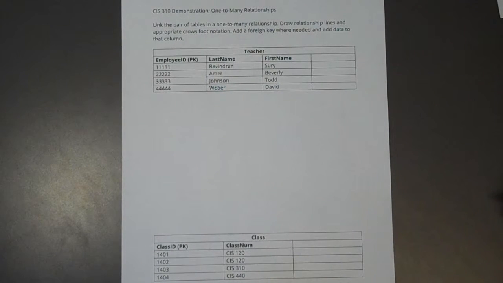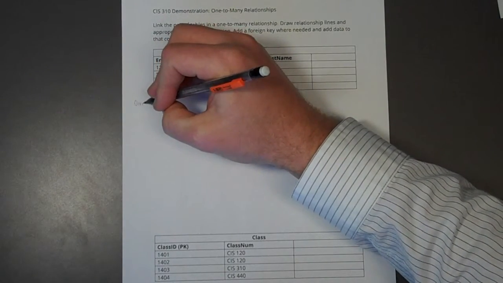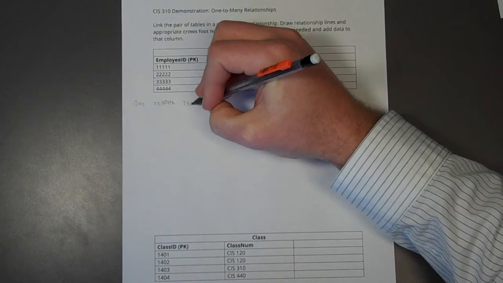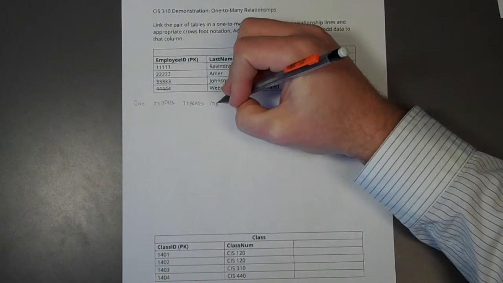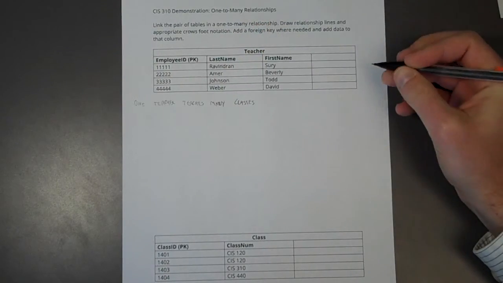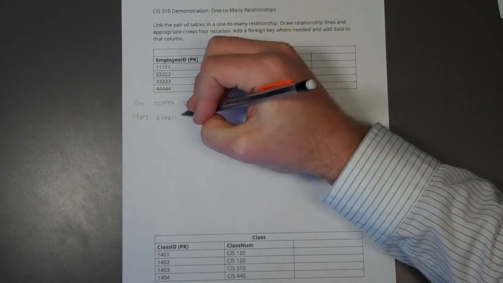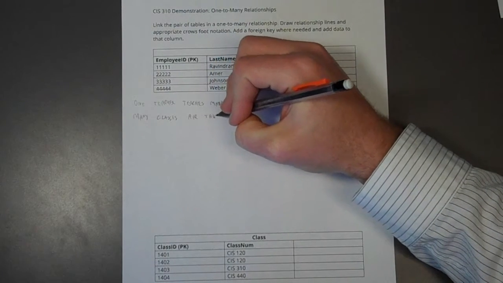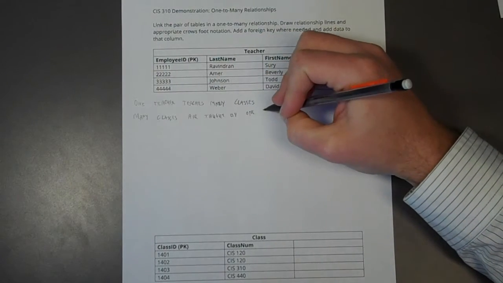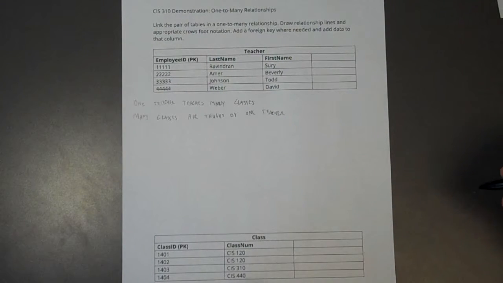There is a relationship between teacher and class. What is that relationship? It's the fact that one teacher teaches many classes, and many classes are taught by one teacher. So just in plain English, that's the nature of the relationship between these two tables.